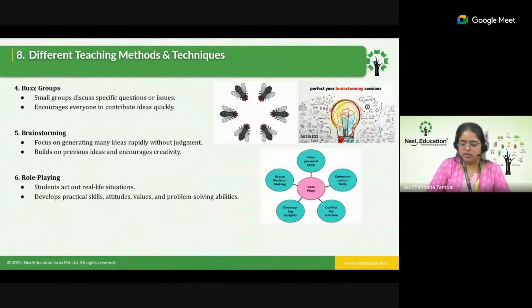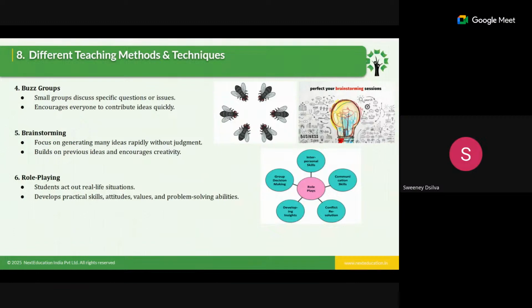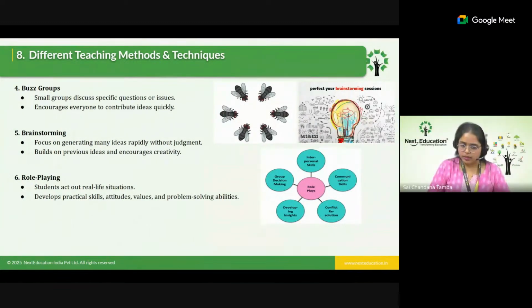Role playing, what is that? Acting out situations. Correct. When you give certain characters or a particular situation to the students, they form a group, decide upon the characters and enact the situation to understand that concept in a better way. So this again develops practical skills, values, and problem solving abilities.